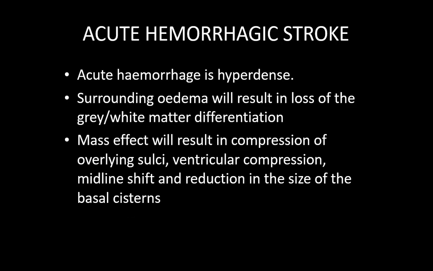So about acute hemorrhagic stroke, as we have told, acute blood appears hyperdense. As it ages, it becomes isodense and then hypodense. There will be surrounding edema which results in loss of gray-white differentiation. There will be mass effect which leads to compression of the sulci and the ventricles. There could be midline shift and there could be reduction in size of the basal cisterns.